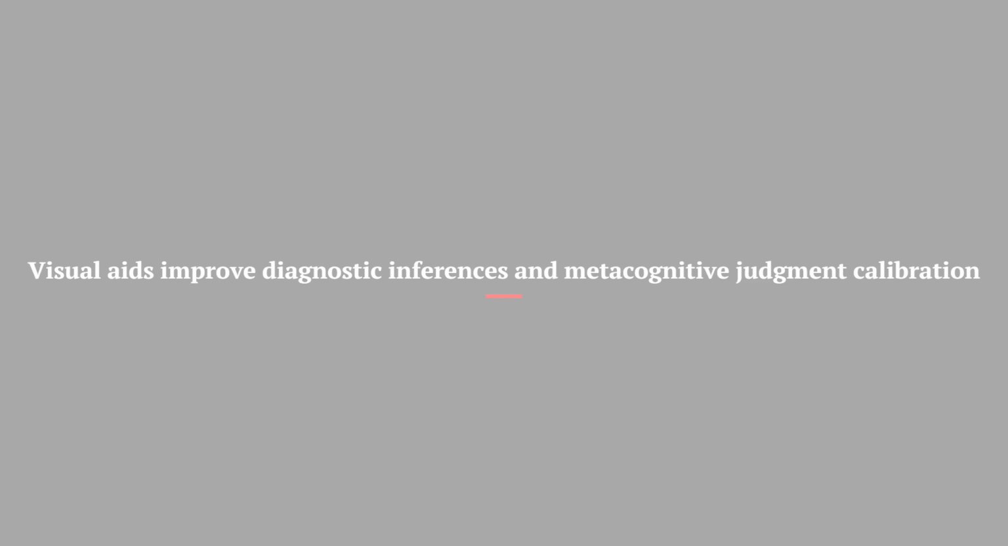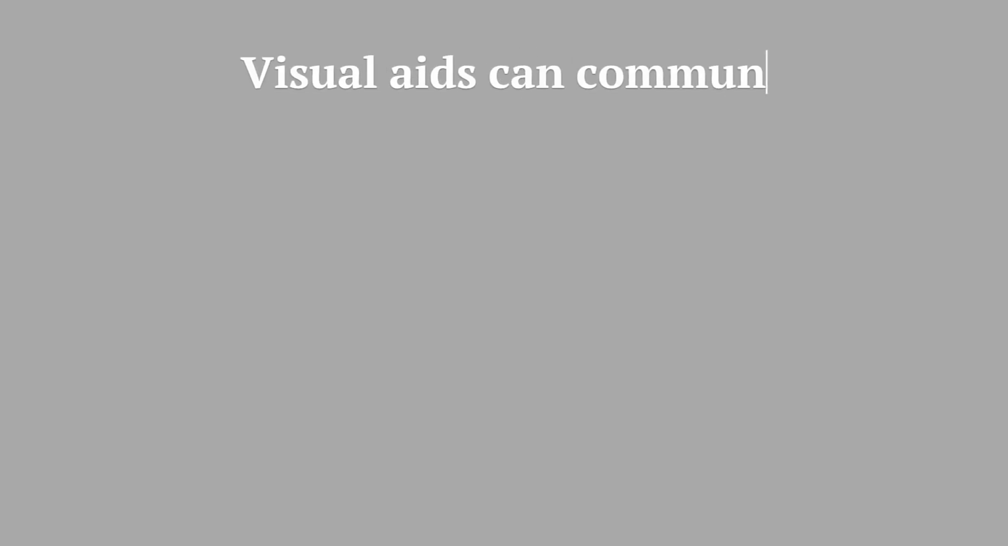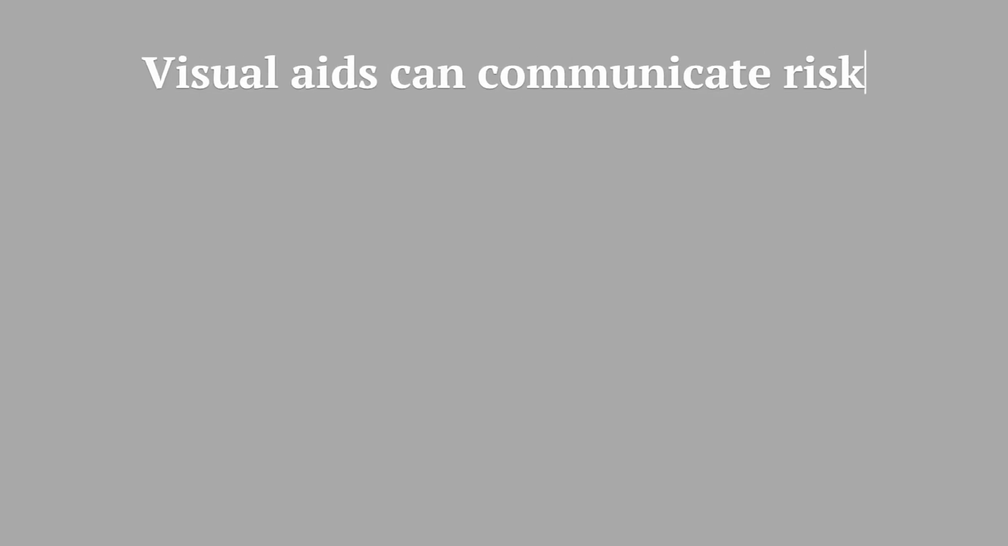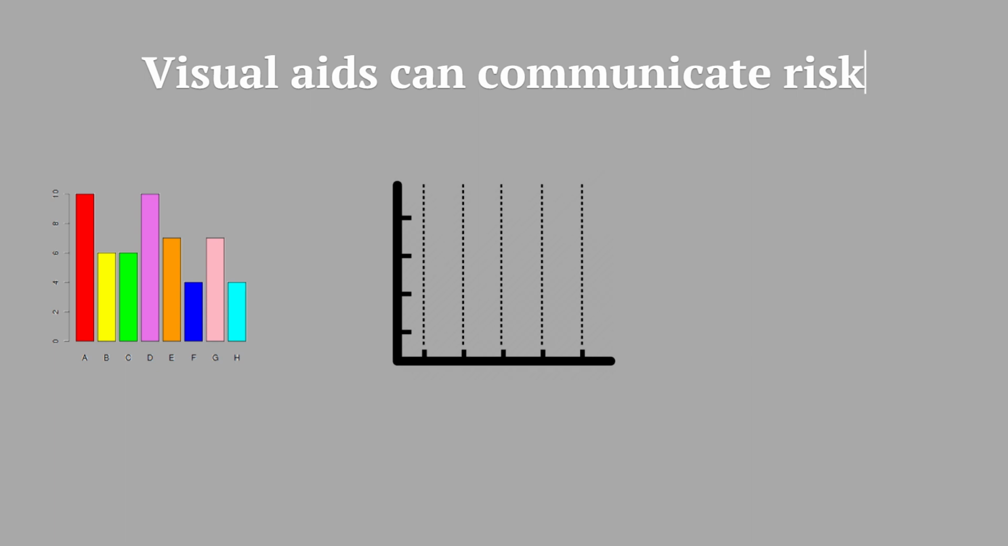For my video assignment, I analyzed the article Visual Aids Improve Diagnostic Inferences and Metacognitive Judgment Calibration by Garcia Retamero, Coakley, and Hoffridge. The background of this article's topic is that visual aids, defined in the article as graphical displays of probability, have been observed to be an effective method of communicating risk.